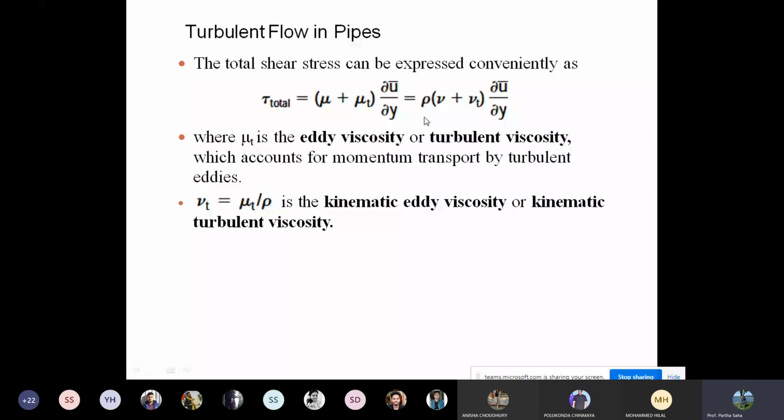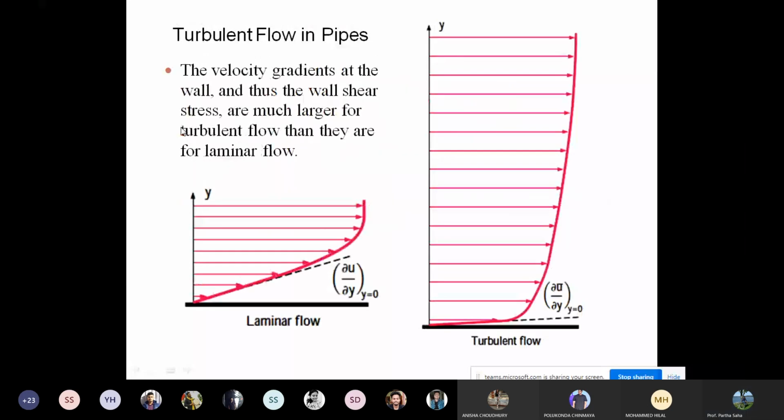Now, you know that kinematic viscosity is given by nu, that is mu by rho. So turbulent viscosity can also be replaced by nu t, that is kinematic eddy viscosity or kinematic turbulent viscosity. So this expression will become rho into nu plus nu t, into del u by del y. Okay, so this is the total shear stress due to turbulence.